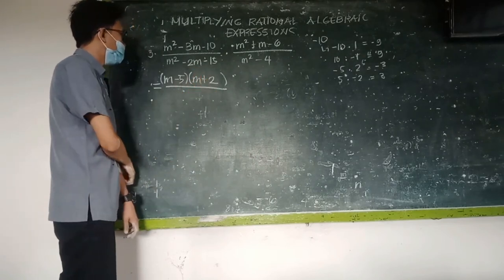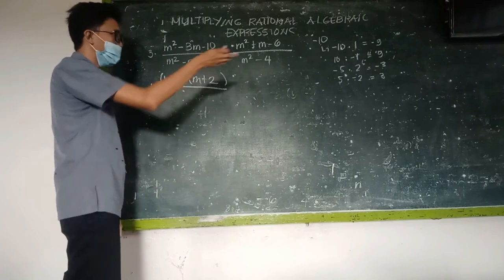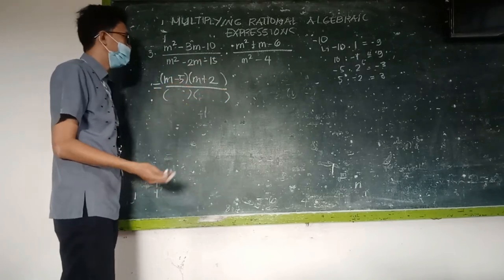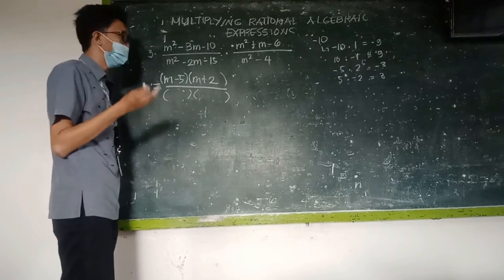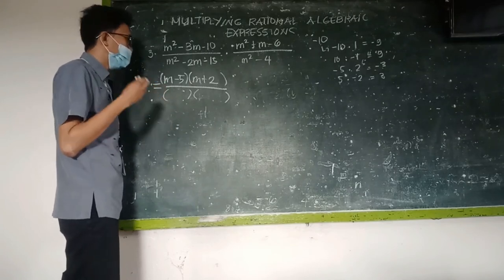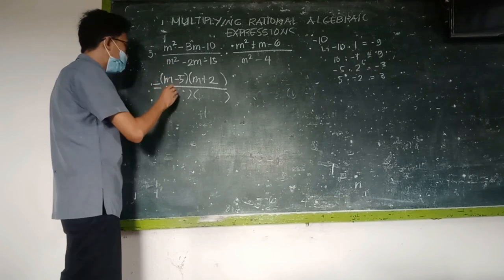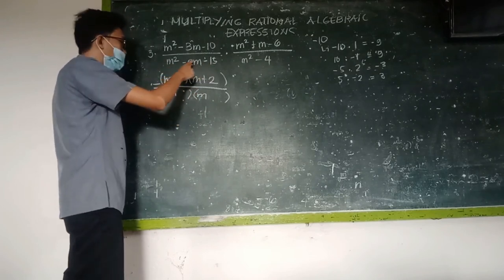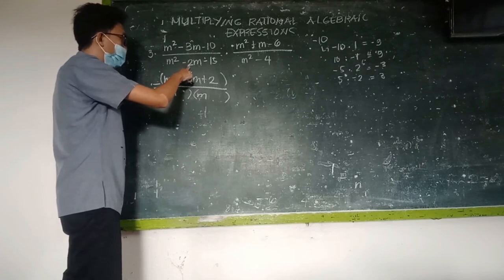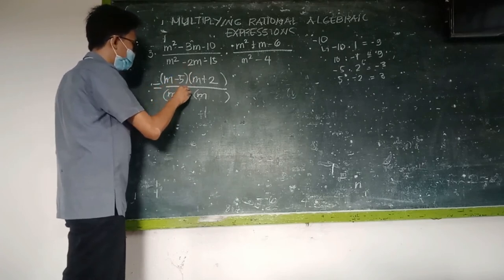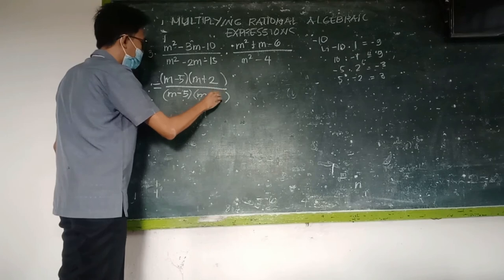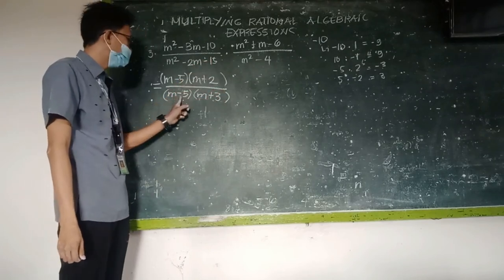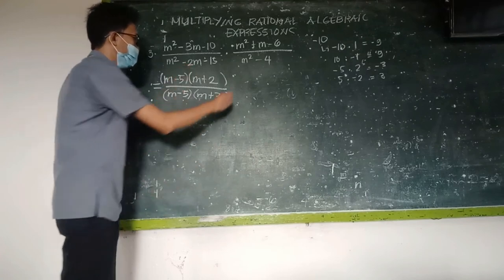Then, we have m squared minus 2m minus 15. So, same process ang gagawin natin. But I won't show you the process. So, kayo na ang mag-figure out kung paano nakuha ang factor. But I guess, madali nyo siya makukuha. So, factors ng m squared is m and m. Factors ng negative 15, ang sum is negative 2. So, we have negative 5 and positive 3. Since negative 5 times 3 is negative 15, and negative 5 plus 3 is negative 2.